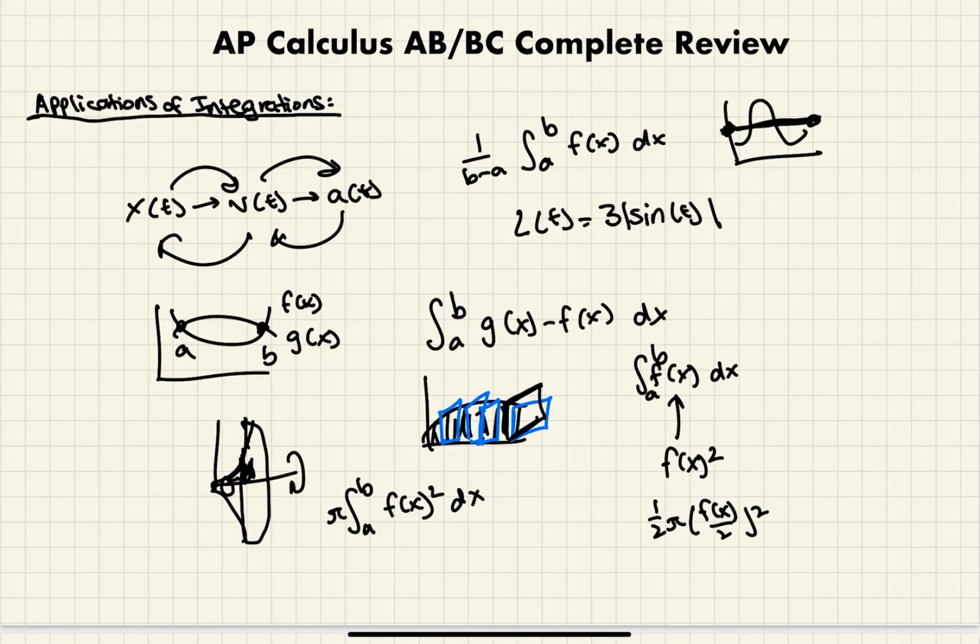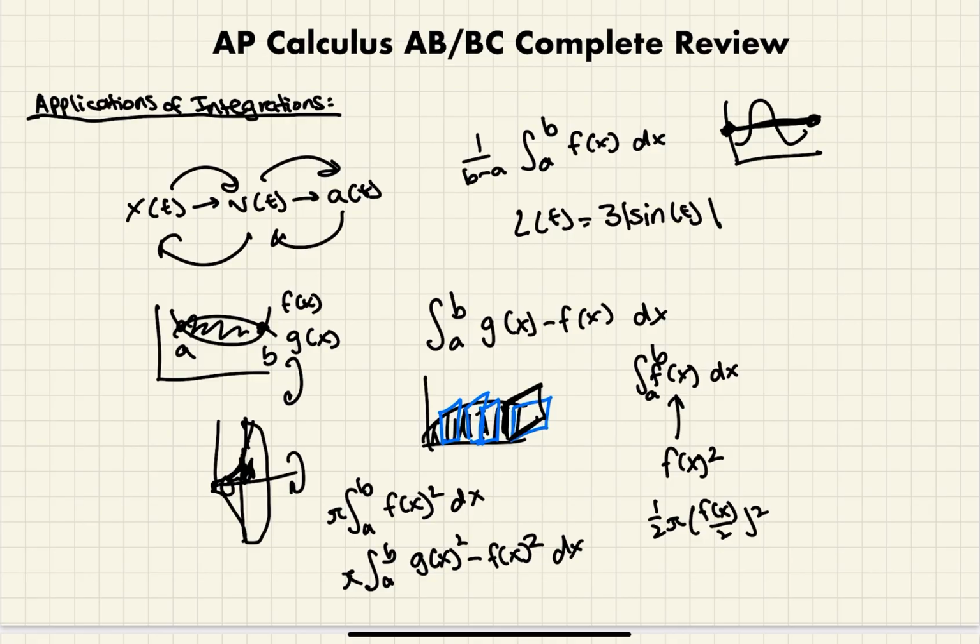Washer refers to an area between curves that's revolved, and so you get kind of a donut shape. It's hard to visualize on a 2D surface like a video. But in that case, you do g of x squared minus f of x squared. So it's just like taking the larger area minus the smaller area. It's not g minus f squared, it's g squared minus f squared. So be careful with that.